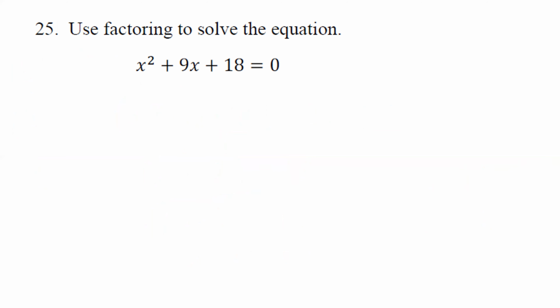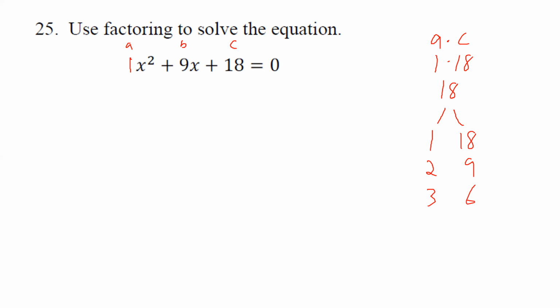So to factor this, we are taking our a and our c values. Again, our a value on this one is 1. Our c value on this one is 18. The 9 in the middle, that's our b value. So a times c is what we're doing first. 1 times 18 is 18. We're looking for factors of that value that add to the middle. So factors of 18, we have 1 and 18, 2 and 9, 3 and 6.